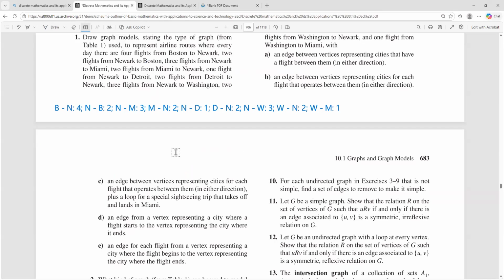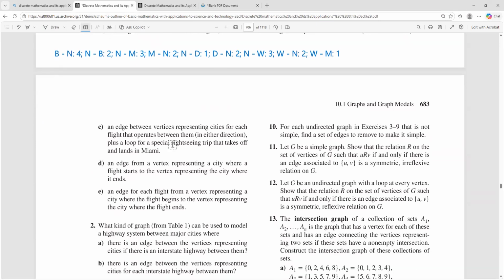Okay. I might be going through this a bit quickly, but we're just gonna try and get as much graph stuff in as we can. So now an edge from a vertex representing a city where a flight starts to the vertex representing the city where the flight ends. An edge from a vertex representing a city where the flight starts.